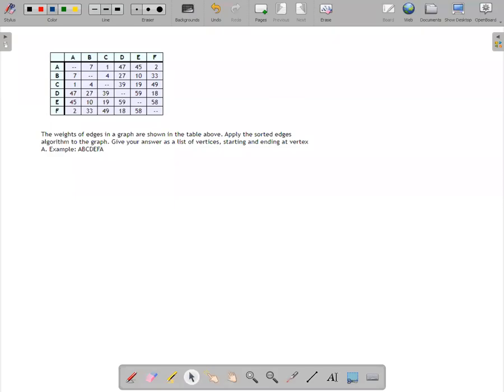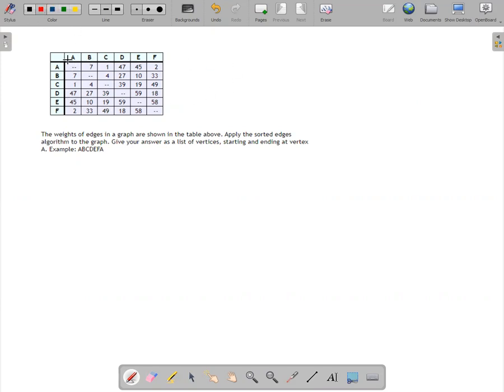Off we go. So we're going to do the sorted edges algorithm on this right here. Sorted edges is what we use when we're trying to make a Hamiltonian circuit. Hamiltonian circuit is when we want to get to every single vertex. And in this case, we want to optimize that Hamiltonian circuit by finding the cheapest one, because there's going to be more than one circuit in a graph like this.